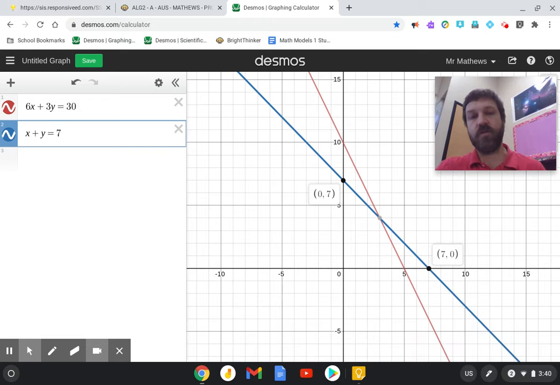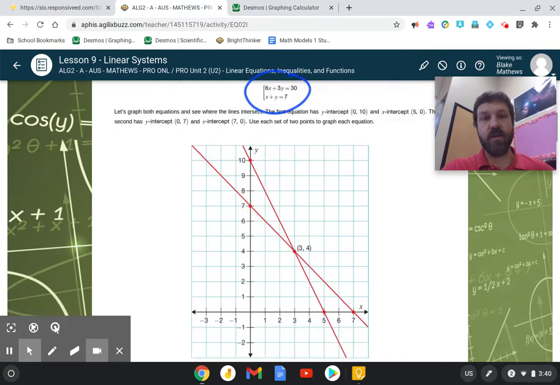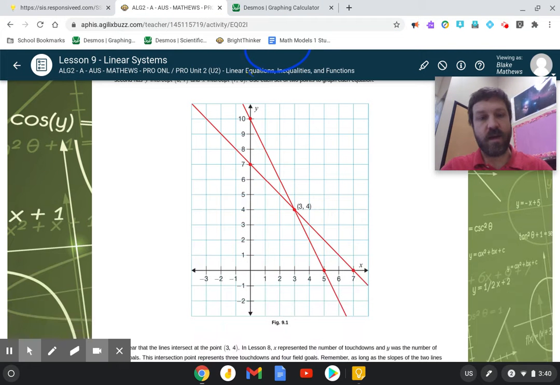And then they're going to ask for the solution. The solution is the place where the two lines intersect. So our solution would be (3, 4). The x value is 3, the y value is 4. And you can see that here, that's the answer they got as well. And that's pretty much it.